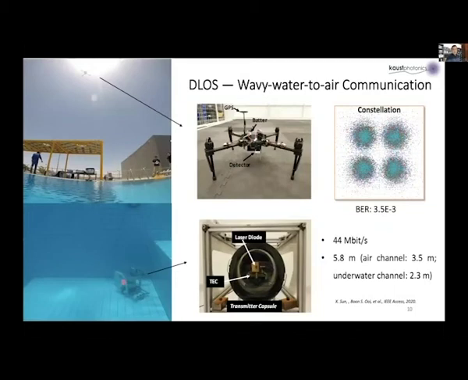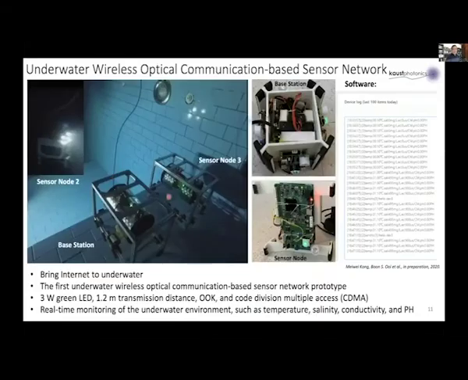A selected work that is our pet project is placing the transmitter in underwater and picking up the signal by using a drone. This work is quite interesting because students and collaborators in Berlin can dive into the pool and then play with the drone. And in this case, we managed to get 44 megabit per second, and the water depth is about 2-point-something meters. And then in the air, we have our drone fly 3.5 meters above.